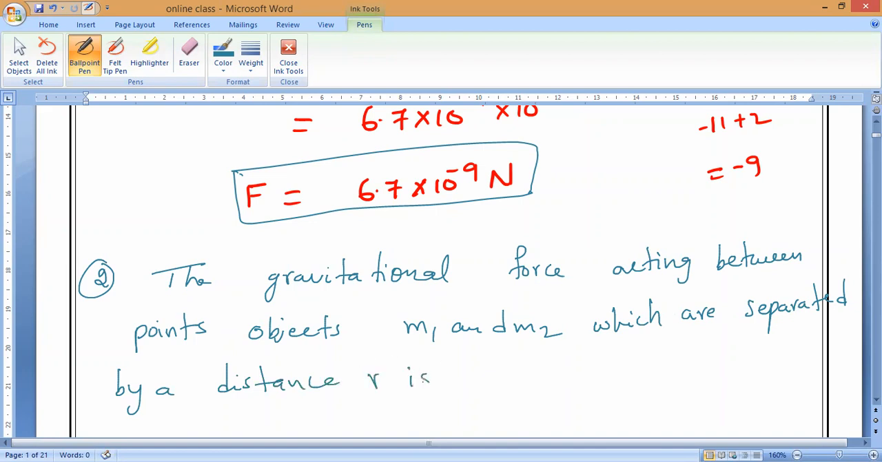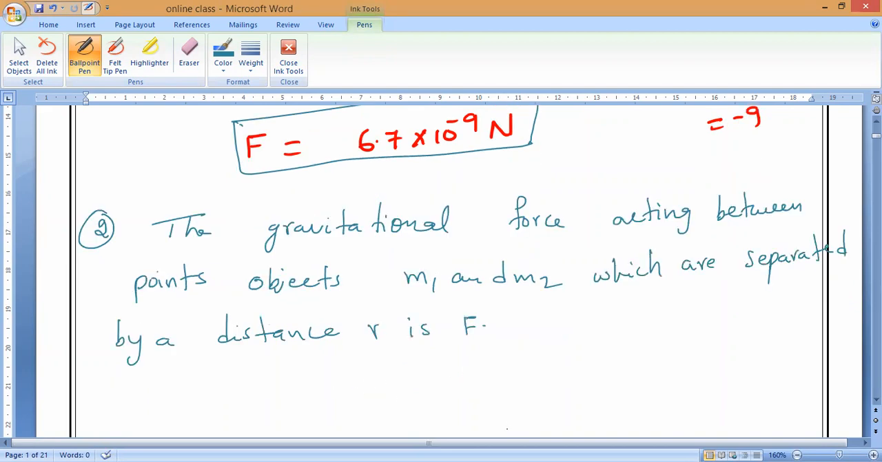R, is F. Which are separated by a distance R, is equal to what, guys? So this is what we know also. F is equal to what, what is the formula? If I take two point objects M1 and M2, F is equal to G into M1 into M2 divided by R square. Clear? Okay, very good.